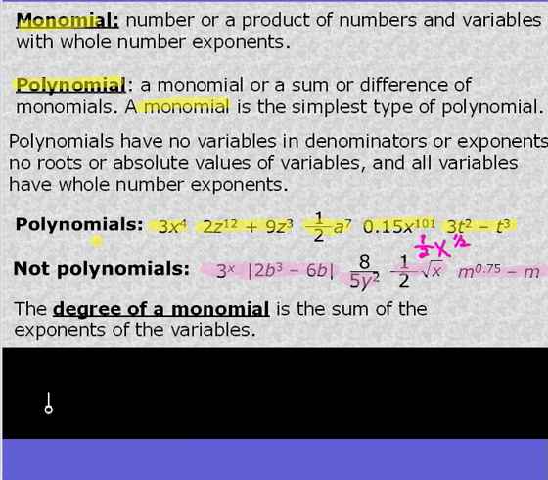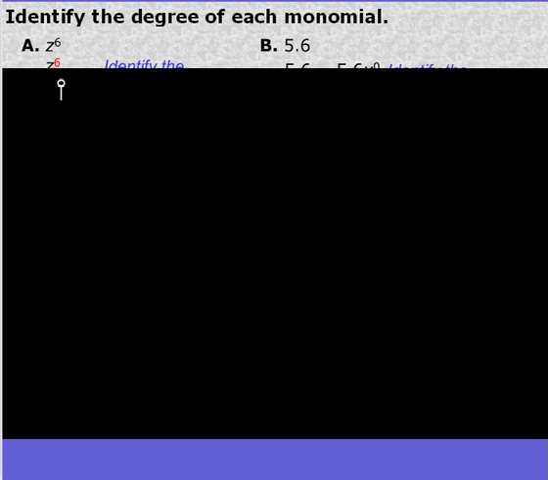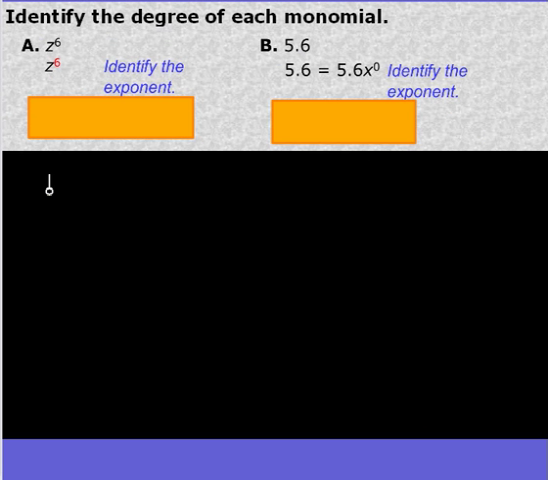The degree of a monomial is the sum of the exponents of the variables. So if you only have one variable, then it's just going to be the degree of that variable. But sometimes monomials have multiple variables in them. All right, so here are examples. Identify the degree of each of the monomials. So this monomial, z to the 6th, only has one variable, so obviously the degree is just going to be the exponent, which is 6.